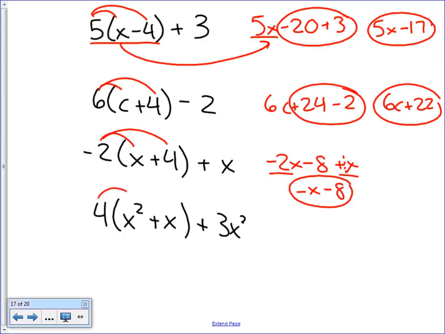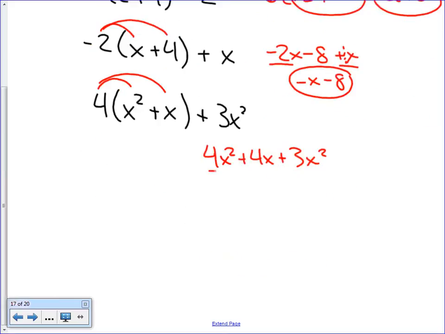Next one here, distribute the 4 through. We have 4x squared plus 4x. And then on the end we have the 3x squared. What can I combine together? I can combine the x squareds. So I'm going to have a 7x squared. And just throw that 4x on the end.